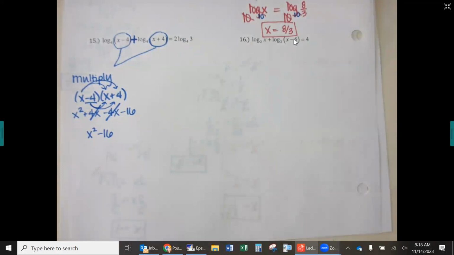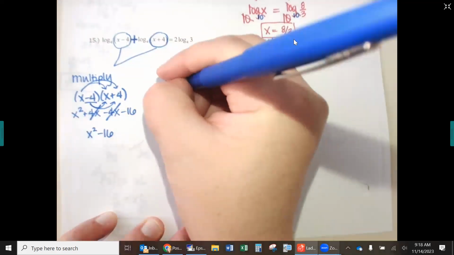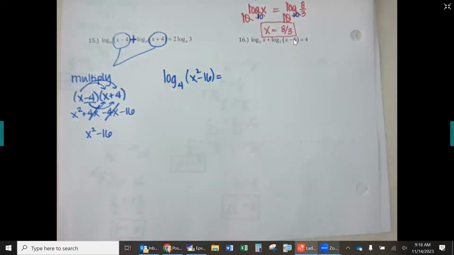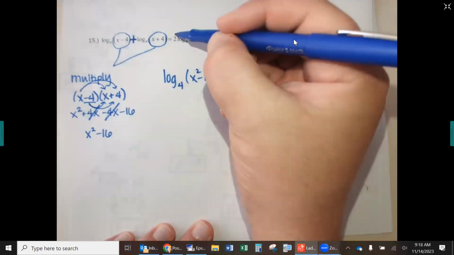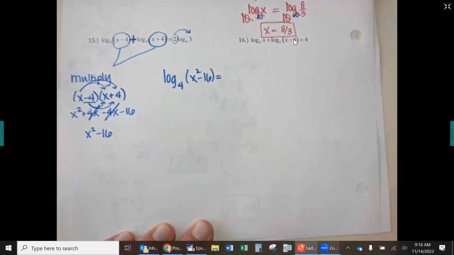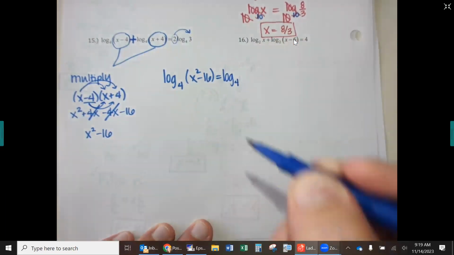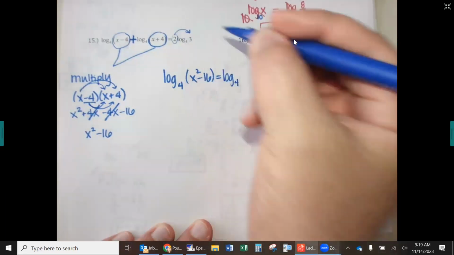But remember, the point of that is that I'm taking those 2 logs that are added and I'm squishing them together into the same log. So we're going to have log little 4, x squared minus 16 equals. And then on the other side, I notice I have a 2 in front of my log. I don't want that. So how can I get rid of it? Where can I move it? It can turn to an exponent, right? So I'm going to have log little 4 of 3 up to the 2.